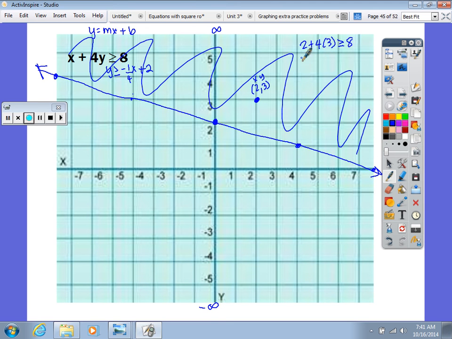You can also plug it back into your slope-intercept form equation. Either one's going to work. So 2 plus 12 is greater than or equal to 8. 2 plus 12 is 14. And is 14 greater than or equal to 8? Yes. So that means that I shaded the right point.